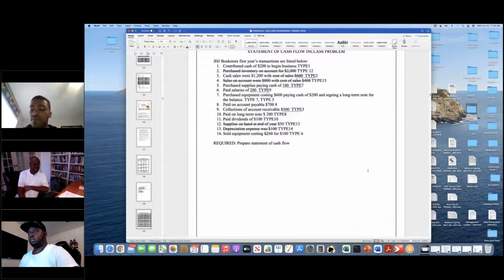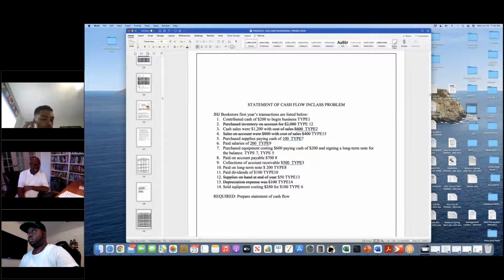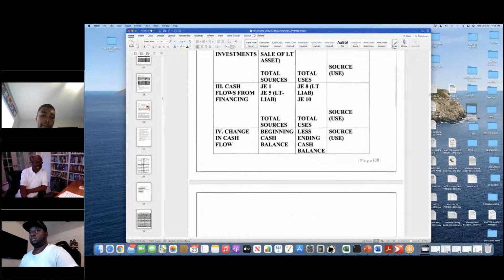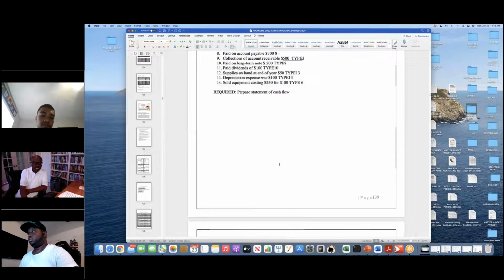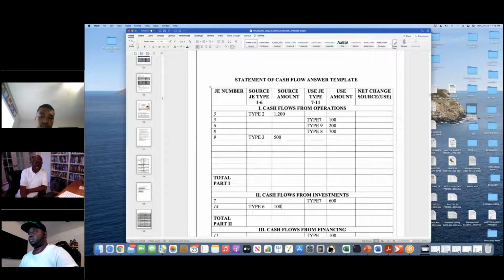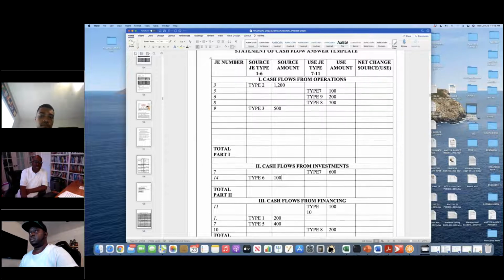So let's look at what we did. We have 14 transactions. We scratched the transactions that were not 1 through 11. And then based on this chart, we put the transactions in the appropriate box. Now we're going to add up everything in part 1. 1,200 and 500. So we add those up.